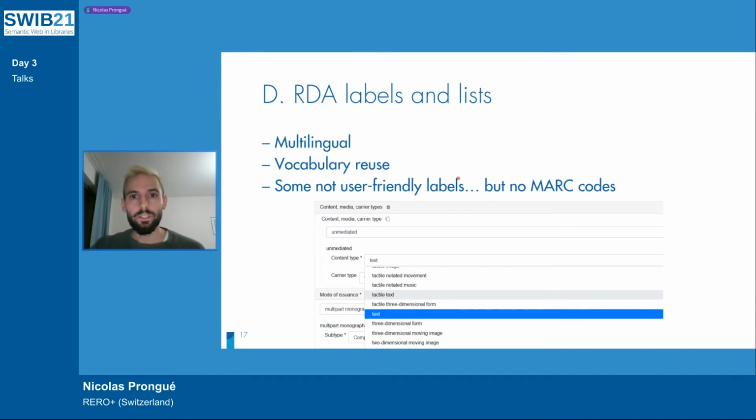Point D, we use RDA labels and lists. So thanks to this, the editor can be multilingual. You have here the example of content types. Of course, there are sometimes labels that are not that user-friendly in RDA, but at least we have no more MARC codes. For example, in MARC, we had to type the MARC codes and to know them to be able to use the editor.